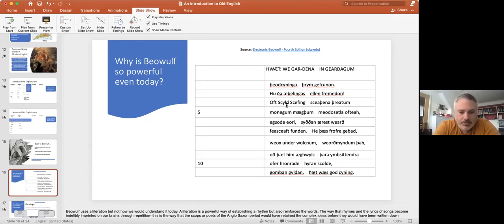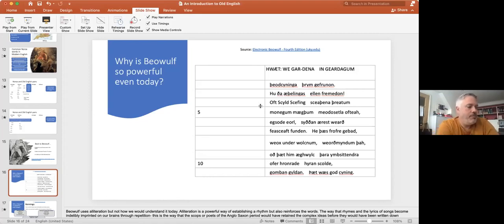So this is the same stuff that you heard from the beginning. So what we gardena in yer dagum, theod kuninga thrum yufronan, huda ethelingus ellen fremedon. So you see with the gardena, the spear danes in yer dagum. So the mirror of the g sound or the y sound in these two words is here. So that's the alliteration. Oft shield scaefing scaethen a threatum. Monathum maethum meod settler oft they are. So the m. So you've got the mirror.